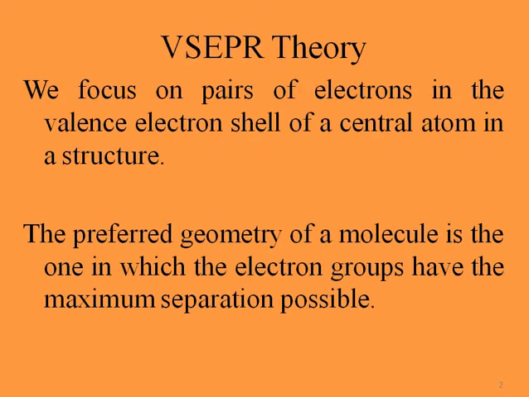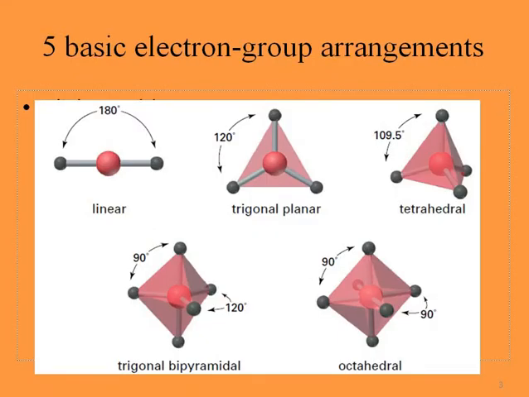In this topic we focus on pairs of electrons in the valence electron shell of a central atom in a structure, and the preferred geometry of a molecule is the one in which the electron groups have the maximum separation possible. So that's why we get 5 different basic electron group arrangements: linear, trigonal planar, tetrahedral, trigonal bipyramidal, and octahedral.